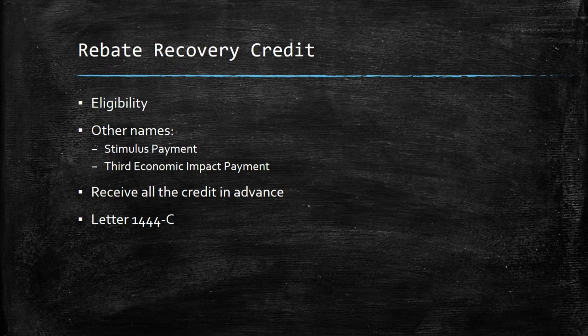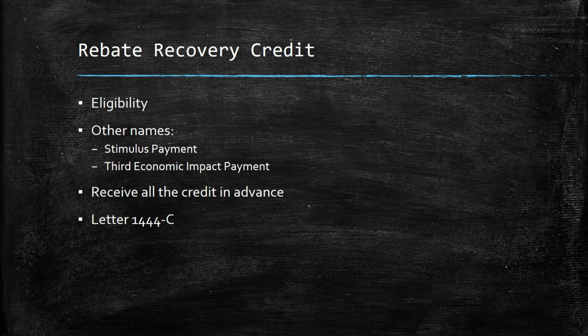So we need to report this, and clients or taxpayers will need to report this on their taxes as well. In most of the cases I have seen, people have received the third stimulus payment, and that amount is $1,400 per qualifying individual listed on the tax return. The eligibility requirement for this one is $150,000 or less.